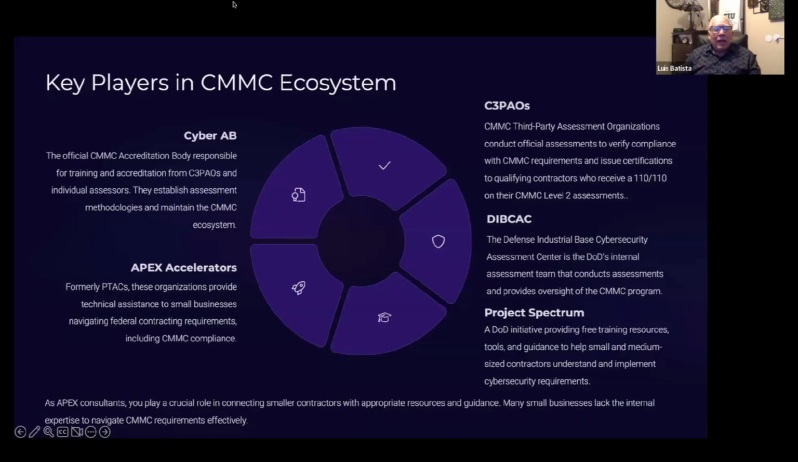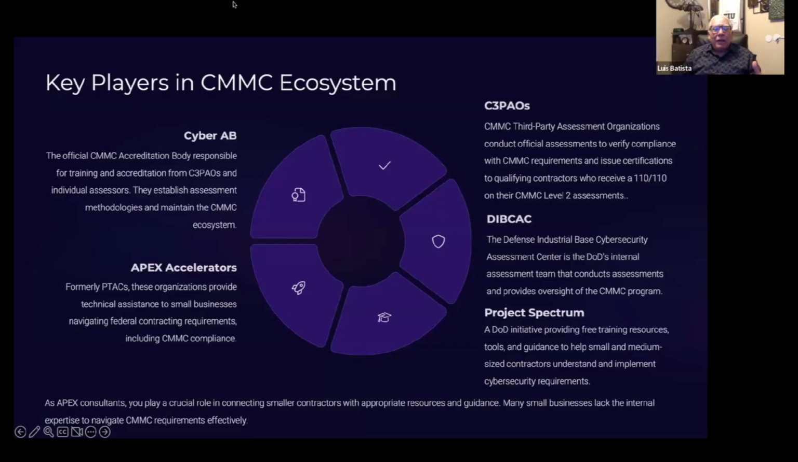They have a monthly town hall, pre-recorded and available on their website, and it's cyberab.org.